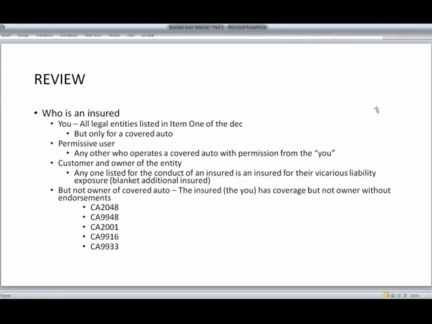Permissive users are covered but not the owner. And we talked about these endorsements to cover the owner. CA 2048 is a designated insured endorsement that gives absolutely no additional coverage nor status. It's just to satisfy your insurance customers.